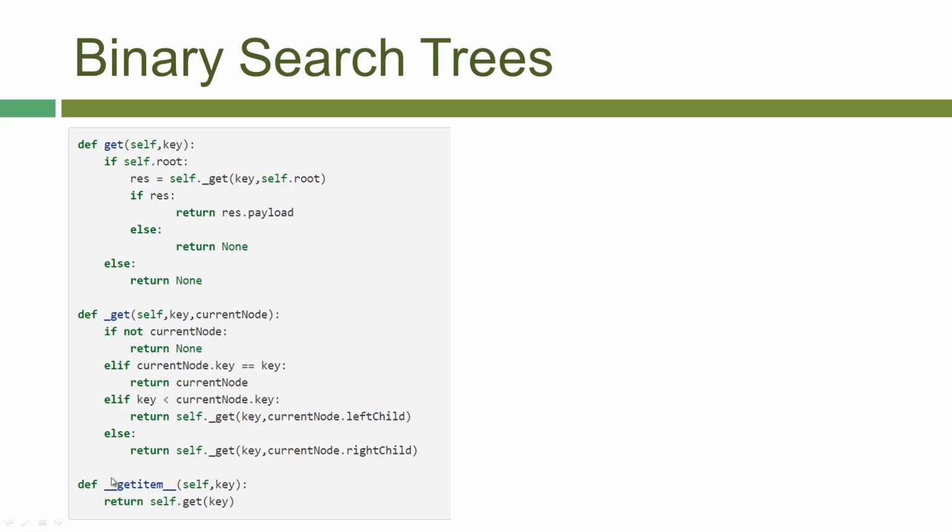And by implementing this special method, __getitem__, we can write a Python statement that looks just like we're accessing a dictionary. So that basically allows us to use the bracket notation that you use in a dictionary when you call a key from a dictionary. So that's why this is here.